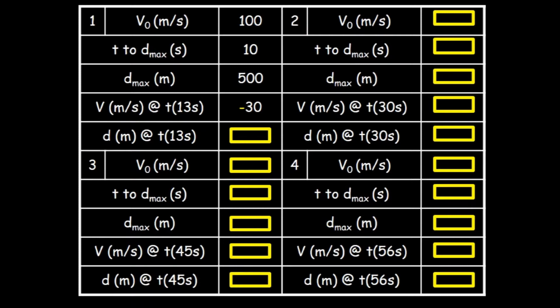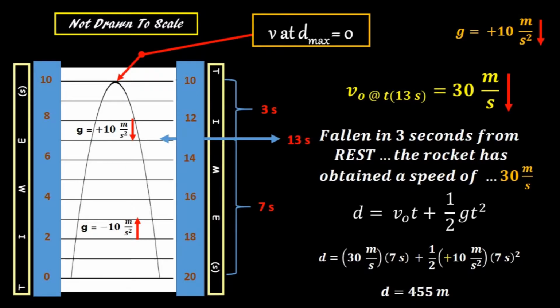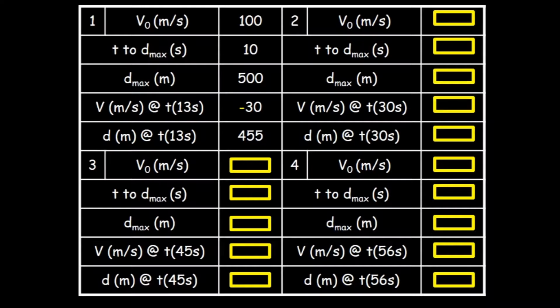So the next one is, what's the distance at 13 seconds? If it's starting from rest, it goes for 3 seconds, okay? And it's going to be going 30 meters per second. You see that? So at the 13th second, it's going to be 30 meters per second times 7 plus 1/2 times 10 times 7 squared. So it will have fallen 455 meters at the 13th second. You see that? Did you see that?